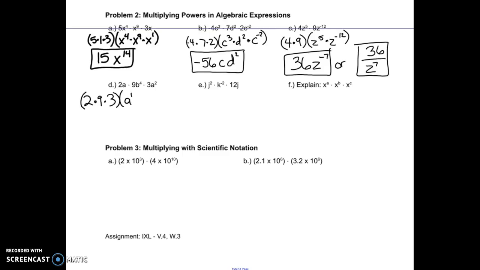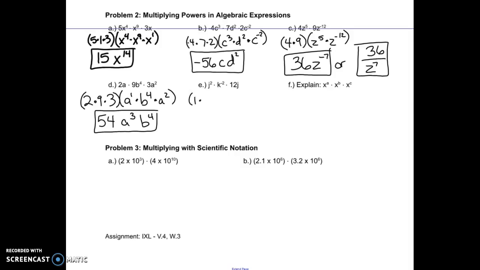Then A, and remember we've got that invisible 1, times B to the 4th, times A to the 2nd. 2 times 3 is 6. 6 times 9 is 54. I'm going to add my exponents on my A's, so A to the 3rd and B to the 4th. Again, remember you can only combine them if they have the same base.